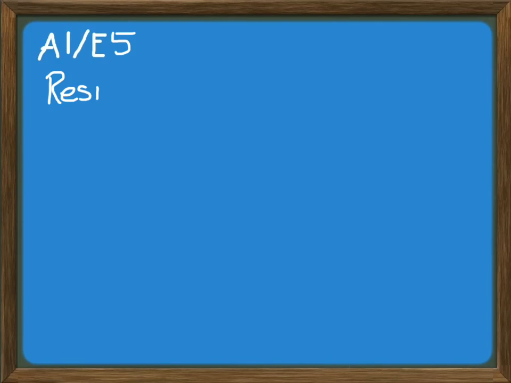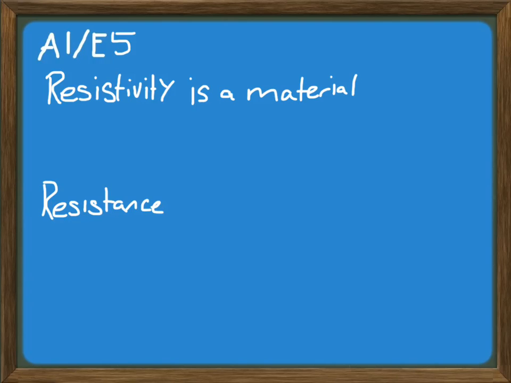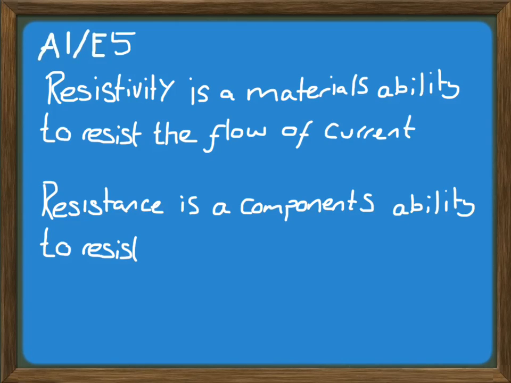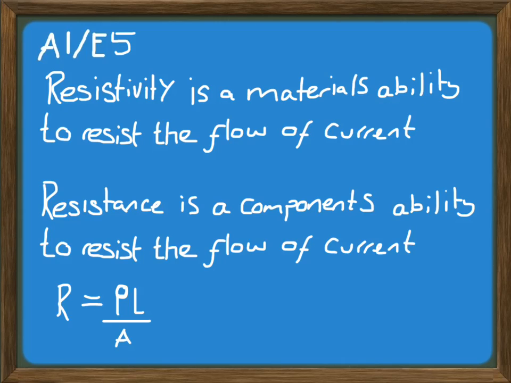Resistivity. Resistivity is a value for a material, whereas resistance is a value for a component. And for both, it is their ability to resist the flow of current. Resistivity for any material would be the same.